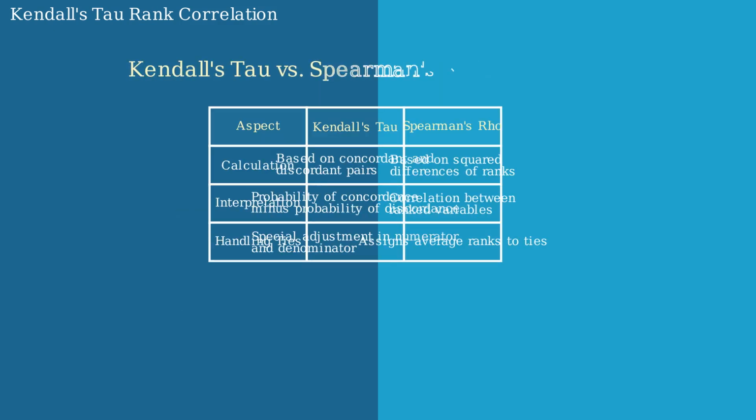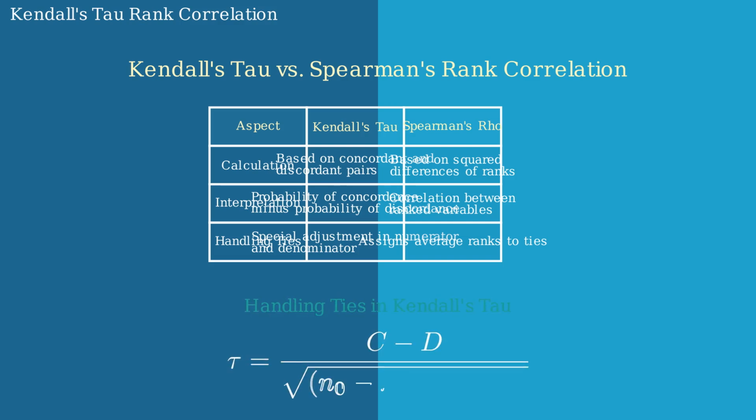Let's compare Kendall's tau with Spearman's rank correlation coefficient. When it comes to handling ties, Kendall's tau requires a special adjustment to both the numerator and denominator of the formula. The adjusted formula accounts for ties by modifying the denominator based on the number of ties in each variable.